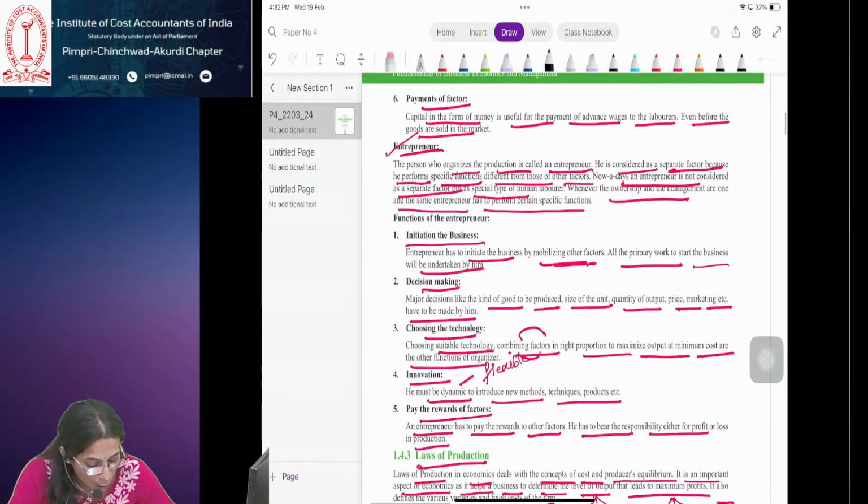The person who organizes the production is called the entrepreneur. He is considered a separate factor because he performs specific functions different from those of other factors. Why is he considered separate? Because he is performing separate functions. Do land, labor and capital, what we discussed, perform any functions? No, they don't perform any specific functions.